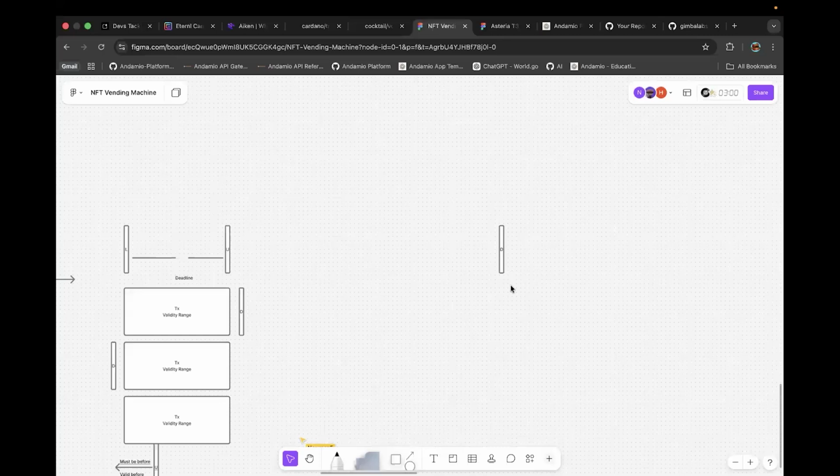Is it possible to set two different validity ranges? You're thinking of the two different cases. Before what we call the deadline, anybody can make this transaction. After the deadline, it requires the verification pub key hash. So that's the double thing that's going on here.